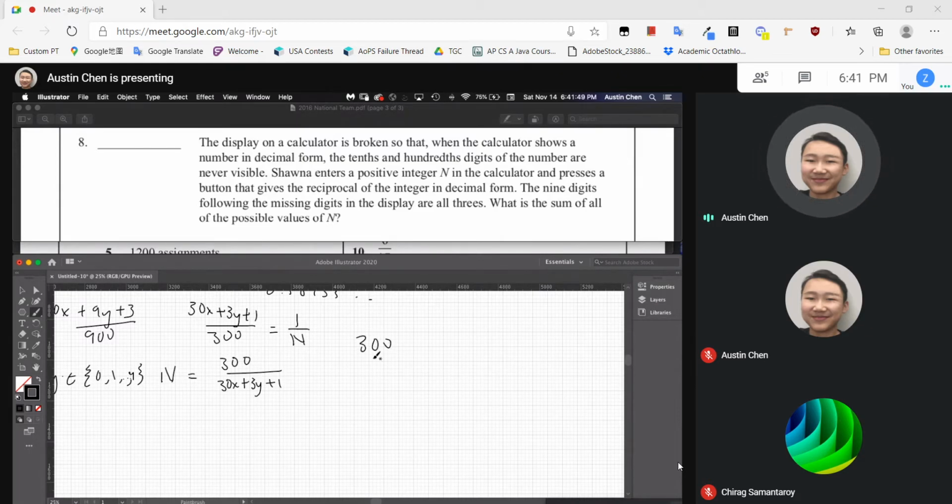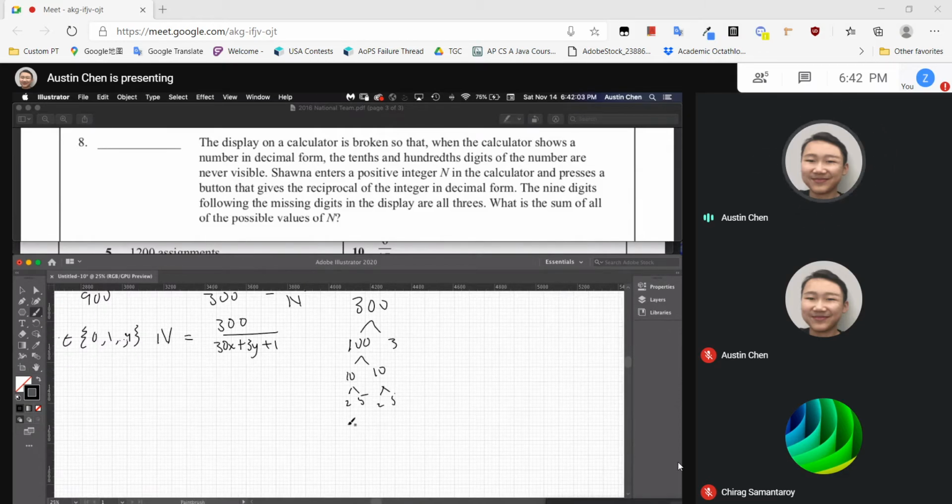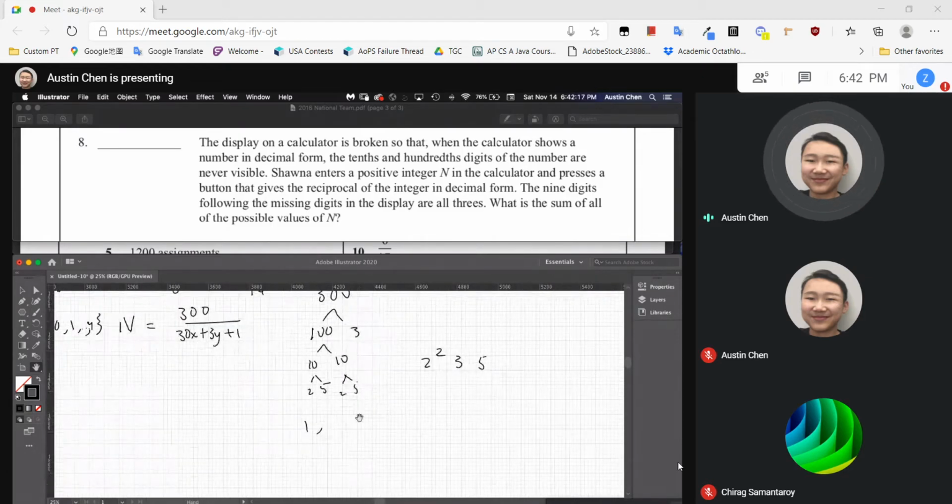Okay, so let's look at the factors of 300. So we can take out a 100 and a 3, and this is just 10 and 10, and that's just 2, 5, and 2, 5. So not that many factors. So we could just list all of them out. Let's go ahead and do that. So we have 2 squared, 3, and 5. Okay, so don't forget the 1. And I'm not gonna list them in increasing order. That doesn't really matter, I'm just gonna get them all out.